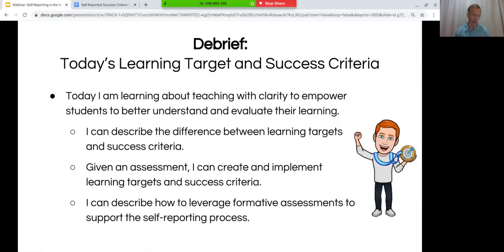So, tying this all together, this is the debrief, this is the bow on the lesson, I guess you would call it. So today's learning target was that you're learning about teaching with clarity to empower students to better understand and evaluate their learning. You're going to know you're successful today if you can describe the difference between learning targets and success criteria, right? What am I learning? Why am I learning it? Versus how will I know that I've learned it? Given an assessment, can you create and implement learning targets and success criteria? And then can you describe how to leverage formative assessments to support the self-reporting process?